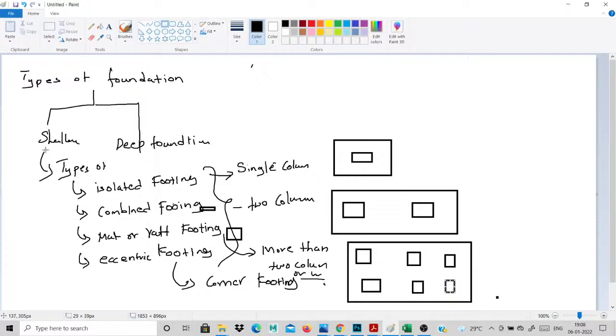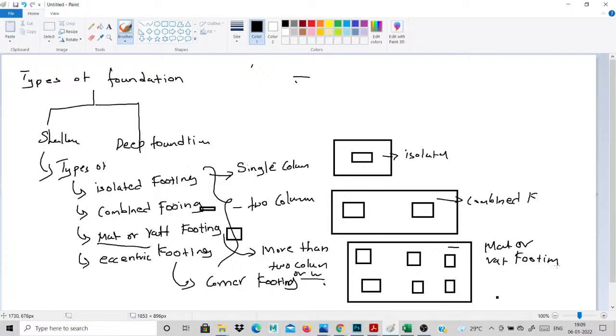The mat or raft is the important third one, with more than two columns. This is an isolated footing. This is a combined footing. This is a mat or raft footing. Now it's clear how to identify your footing.